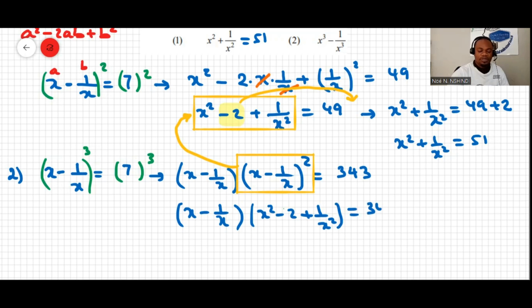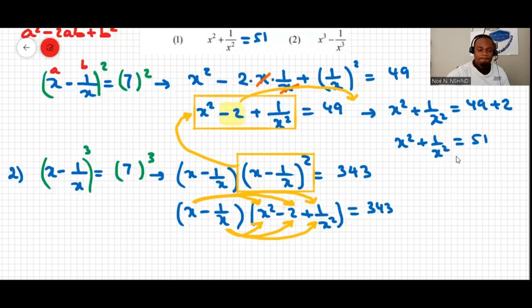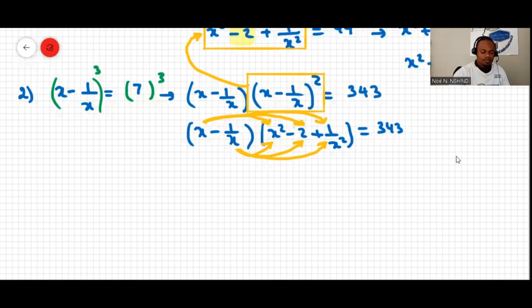This is equal to 343. Then we can multiply this. We can do x times x squared, and then x times negative 2, and then x times 1 over x squared, and then negative 1 over x times x squared, and times that also.